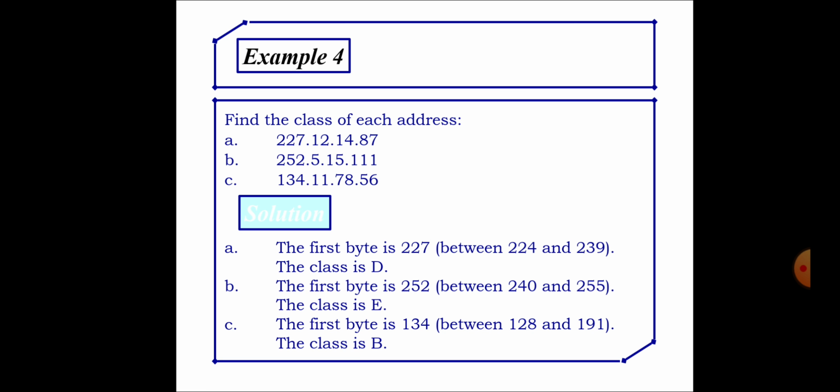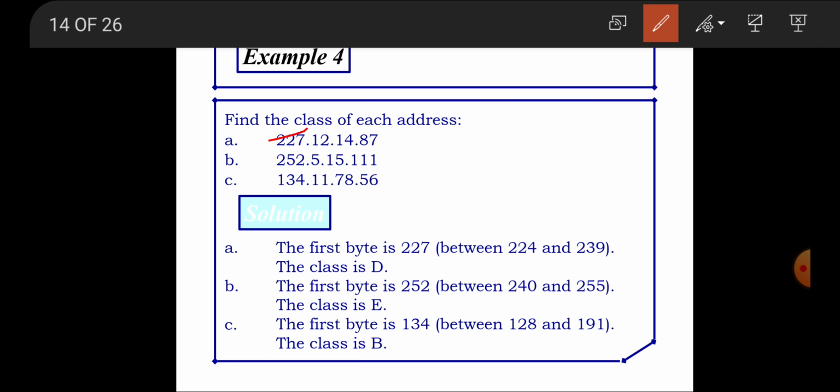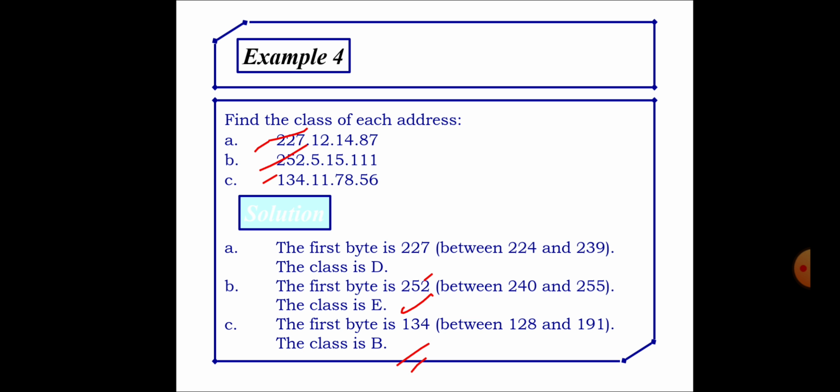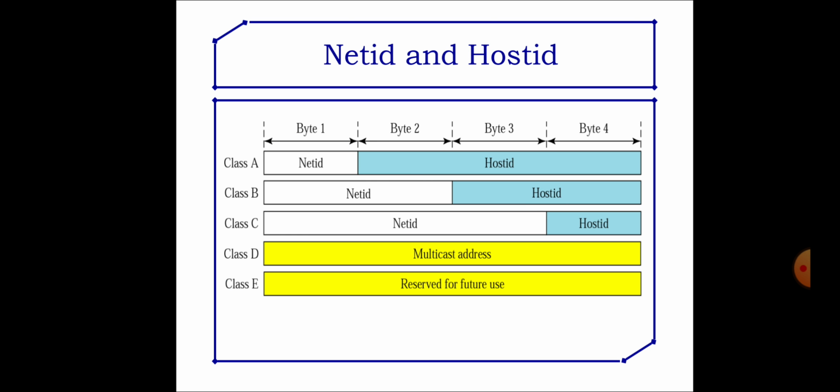Now take our example: find the class of each IP address. This is 227, so 227 belongs to the class D IP address. 252 belongs to the class E address, and 134 belongs to class B addressing. So very simple, this is how to identify which class the IP addresses belong to.